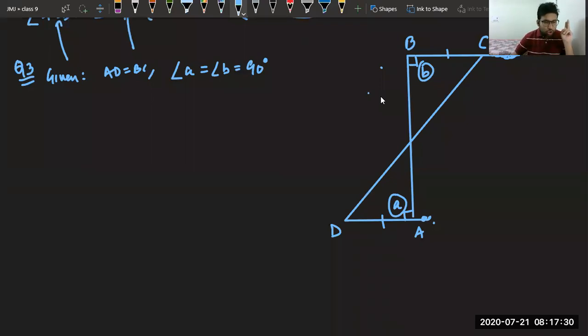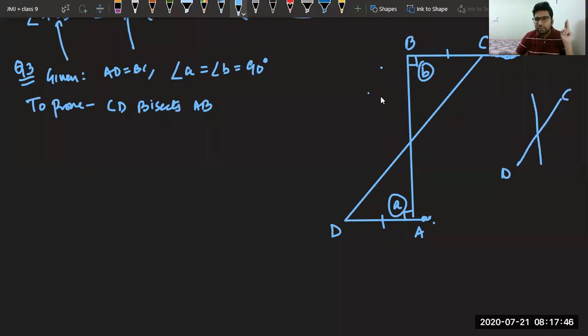Now they are asking, show that CD bisects AB. They want us to prove that this line CD is bisecting the line AB. That means we have to prove these two are equal. So the statement in the question says CD bisects AB. I understand this as having to prove indirectly AO equals OB. If I prove this, the statement will be proved automatically.